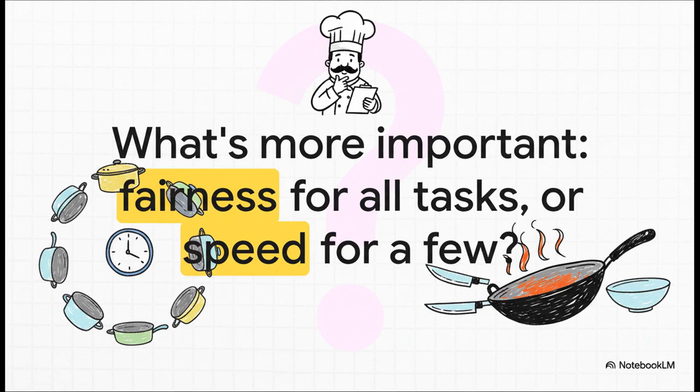So I'll leave you with this question to think about. For your own computer, what do you think is more important? A super fair system like round robin that gives every little background task an equal shot? Or would you rather have a more complex system that might slow some things down, just to make absolutely sure your video game or your video call never, ever stutters? It's a trade-off that the people who design these systems wrestle with every single day.